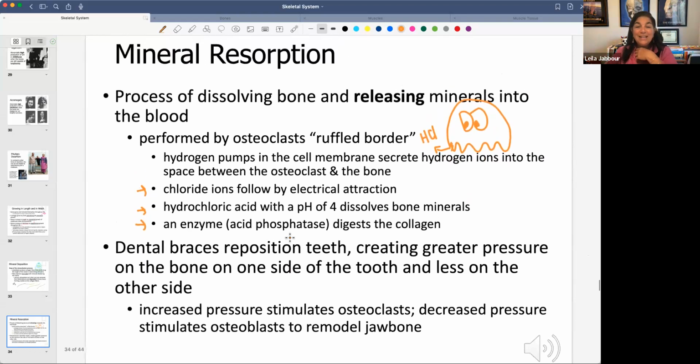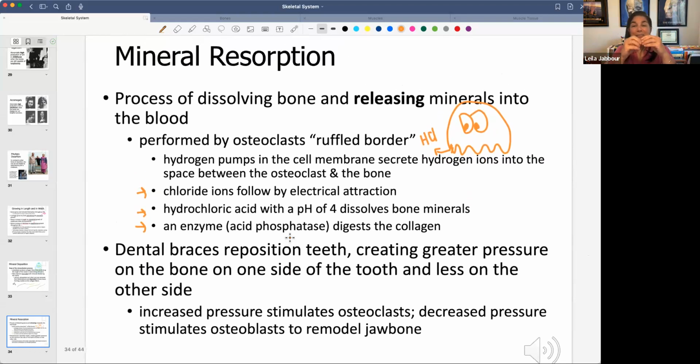Dental braces reposition teeth by creating pressure on the bone on one side versus another. So there's more pressure on one side and less pressure on the other side. And whenever there's pressure, there is bone formation. I don't know if I used the example of the tennis player. I should have when I talked about deposition.